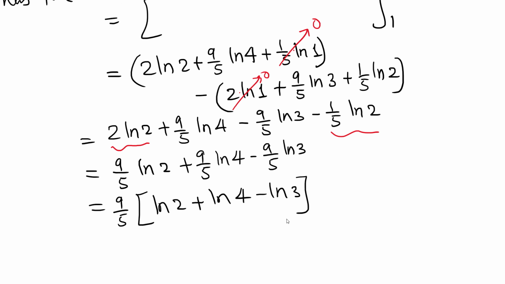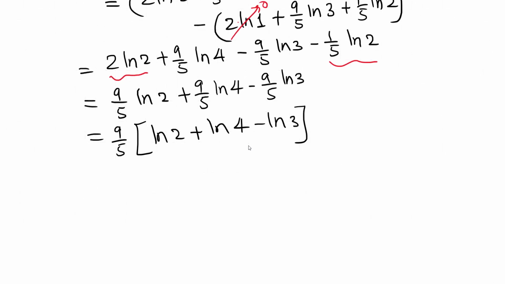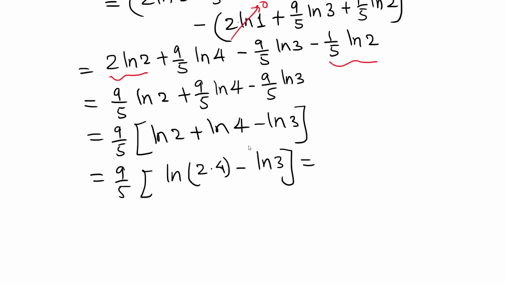You may leave it here, but we can simplify further using algebra. With 9/5 outside, when we have a sum of two natural logs, it becomes the natural log of the product, 2 times 4, which is 8, minus natural log of 3. And when we have a difference of two natural logs, that means the natural log of the quotient, so 9/5 natural log of 8 over 3. Okay, and this is the final answer.